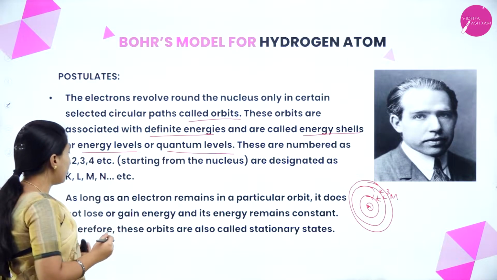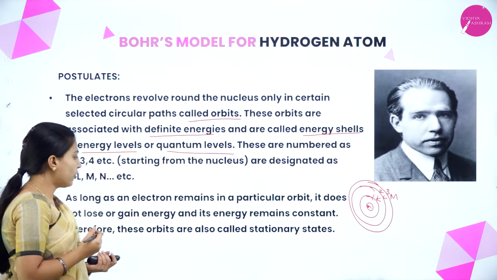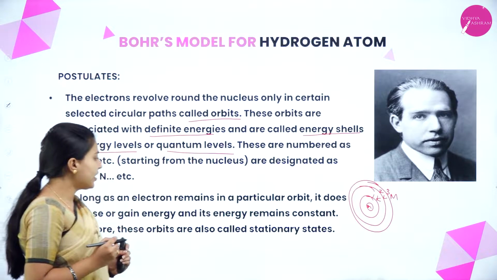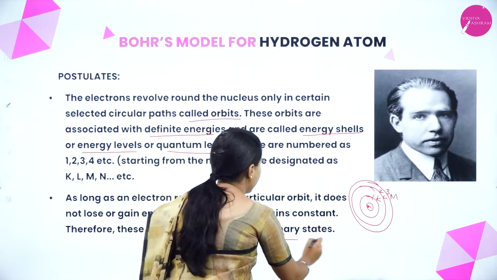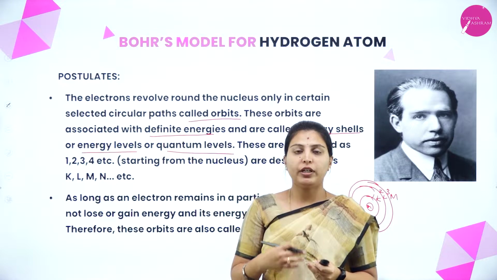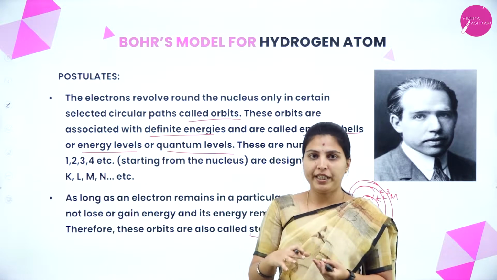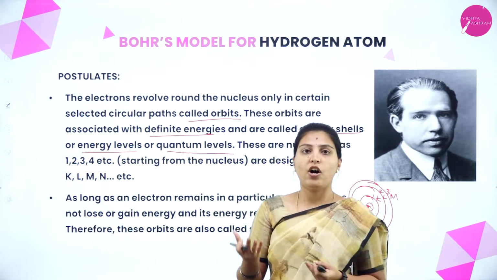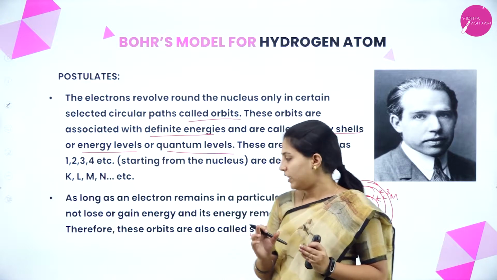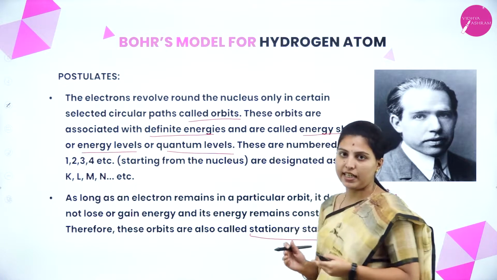As long as an electron remains in a particular orbit, it does not lose or gain energy and its energy remains constant. Therefore, these orbits are called stationary states. What he is telling is that whenever the electron remains in a particular orbit, it cannot lose or gain energy. It will be in a stationary phase. That's why that level or orbit is called a stationary state.